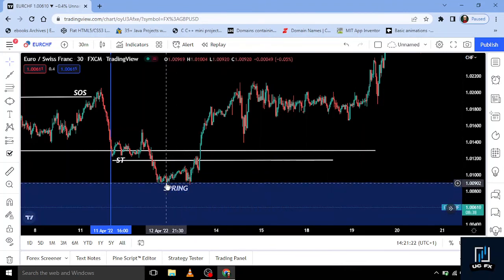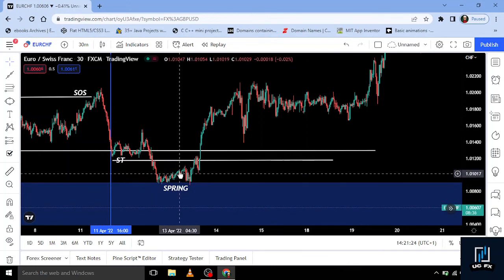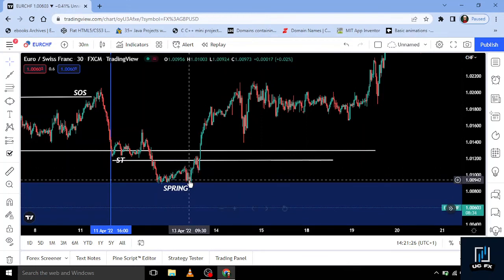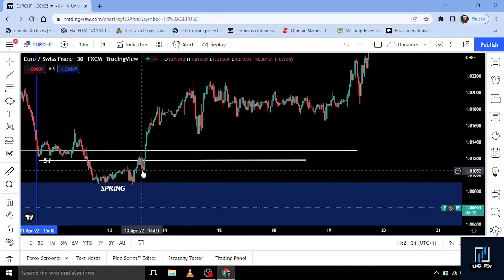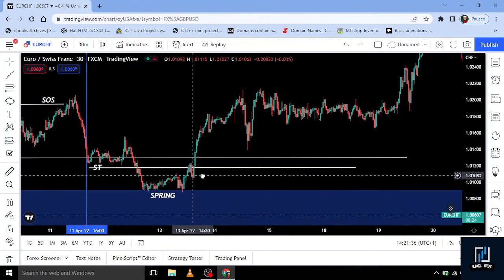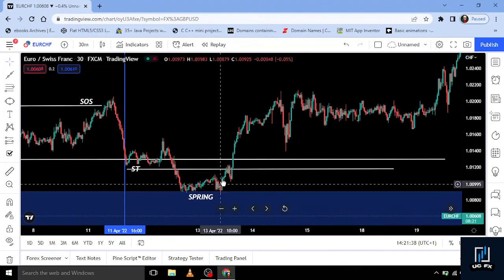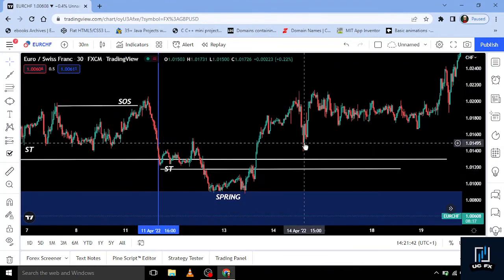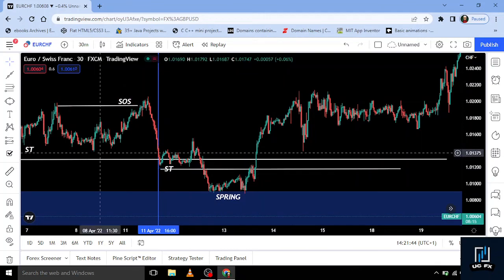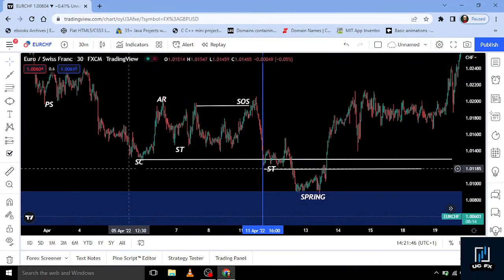spring, because we had the Asian consolidation inside this area. After that, we had liquidity grabbed. Then after the close of this big green candle, I started to take my entry right inside here. So after that, maybe if you can't actually enter right from the spring, you could wait for the test of either the ST or the selling climax.